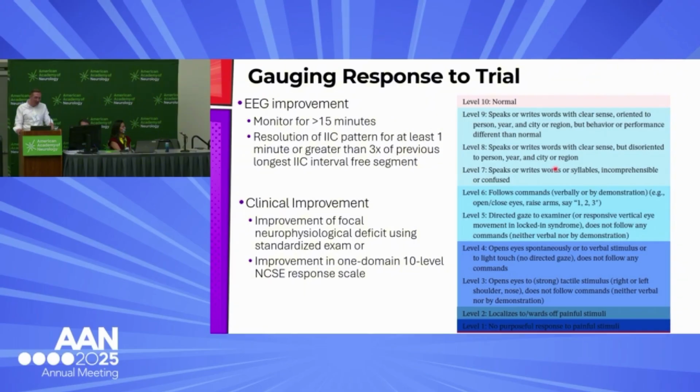And what do you want to look for? You want to look for an improvement in the EEG, either more than 1 minute of resolution of the IIC patterns, or using the rule of 3 times the previous longest segment. And then you want to look for clinical improvement, and they provide a scale that, if you improve a level or so, is suggestive that the pattern is responsive to anti-seizure medications.